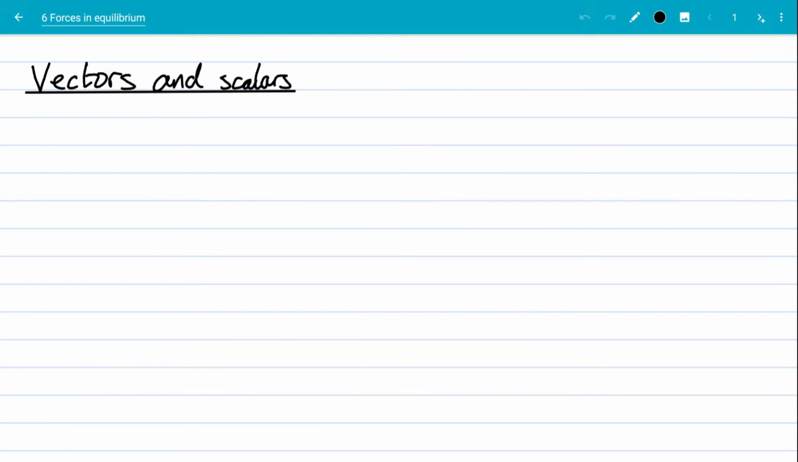So vectors and scalars at GCSE level. You learn about vectors as an irritating bolt-on extra. There's not really much point having it at GCSE level, or at least that's how it feels. You'll learn that velocity is just speed in a particular direction. And you'll learn that displacement is just distance in a particular direction. And you'll be scratching your head and wondering why you bother with the direction at all.